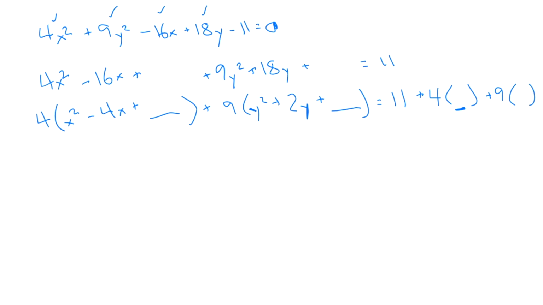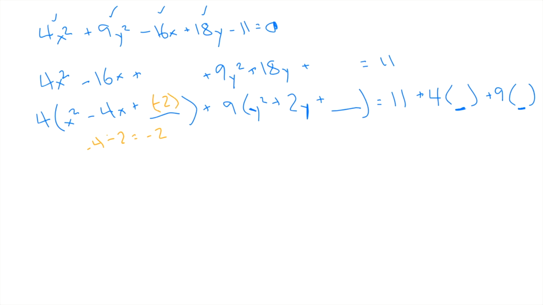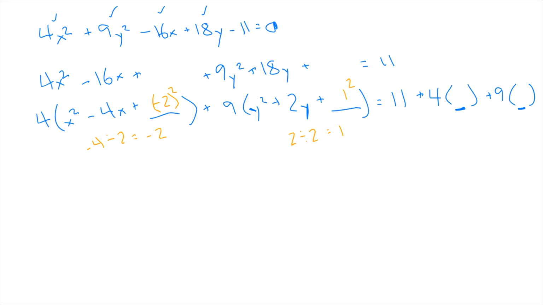I don't know what it is. I'm saying half of negative 4, divided by 2, equals negative 2. So here comes a negative 2 squared. And here 2y divided by 2, half of it equals 1. Here's a 1 squared. Oh, I did it wrong, didn't I? Because as soon as I write the negative 2 squared, I'm supposed to put it over here. Negative 2 squared. And here's the 1 squared. There's the 1 squared. Here's 4.